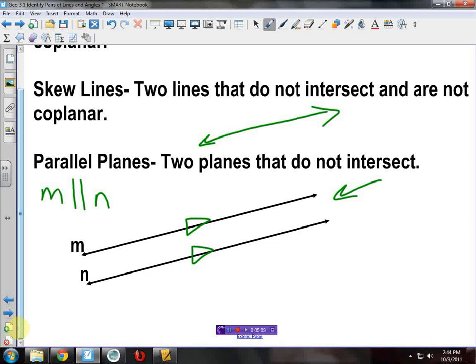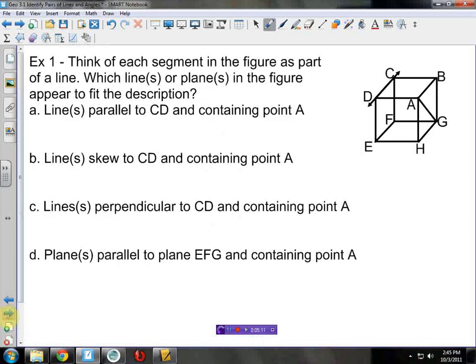All right, so we move on to example 1. We have a 3D box here, and it's got a lot of letters on it. They're going to ask us a few questions about it. They want us to write down what lines or planes fit the description. So I'm looking at lines parallel to CD and containing point A. I probably need to look at where CD is. CD is this one here. So I want a parallel line that contains A. Yeah, AB or BA, however you want to look at it.